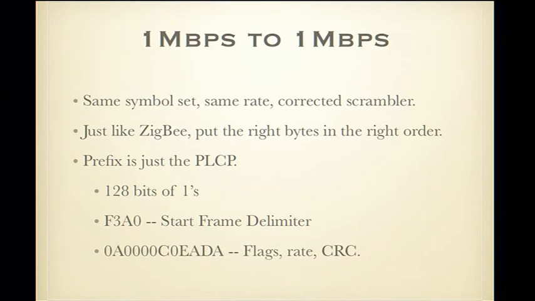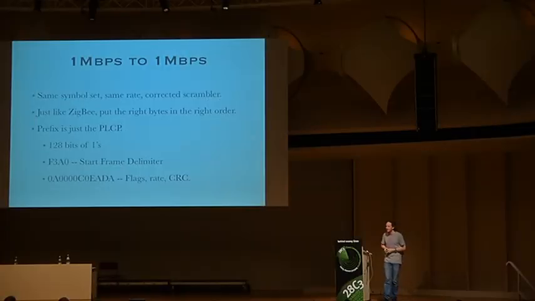So for 1 megabit to 1 megabit, there's the same symbol set, same data rate. It's just like Zigbee. These are the exact bytes that you put in if you want to inject a 1 megabit per second packet. You do 128 bits of ones, or Fs, or whatever you want to call them. Then you have F3A0. This is the Wi-Fi equivalent of the A7. You then have your flags, your data rate, your checksum, but this is a checksum for the header, not for the body. So you can take this magic string and you can put any body with a proper checksum after it. And that body will go in at 1 megabit per second.